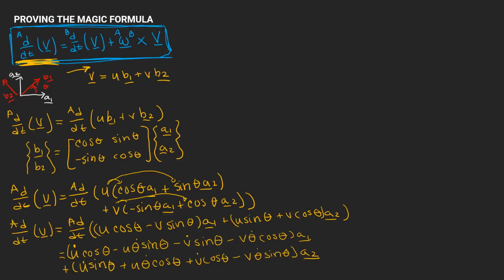So next we're going to rewrite this, and we're going to group our terms so that we can transform this back and rewrite this in terms of unit vectors of B1.